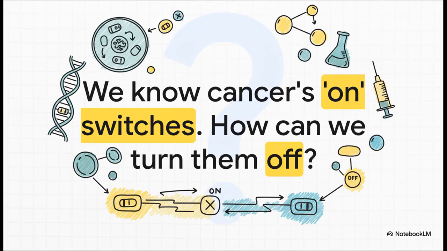And that leaves us with this one final thought to chew on. We've found so many of cancer's critical on switches. We've even figured out how to flip some of them back off. Now, the challenge ahead is still huge, of course, but the path forward is clearer than it has ever been. So the real question is, what's it going to take? What are the breakthroughs that will finally let us silence them all for good?